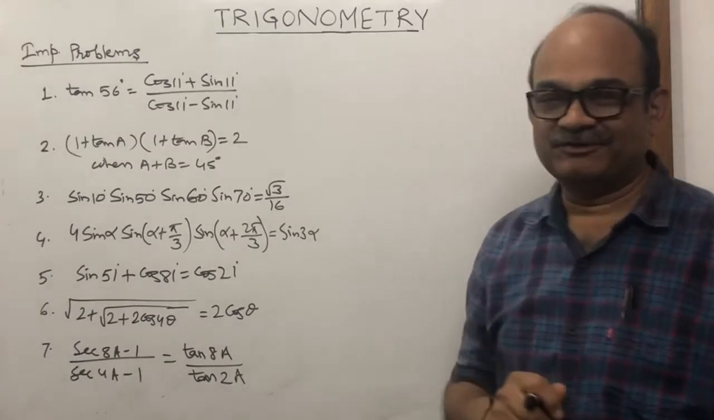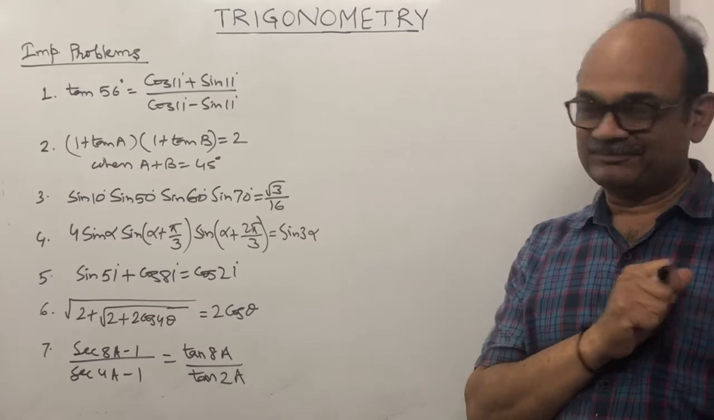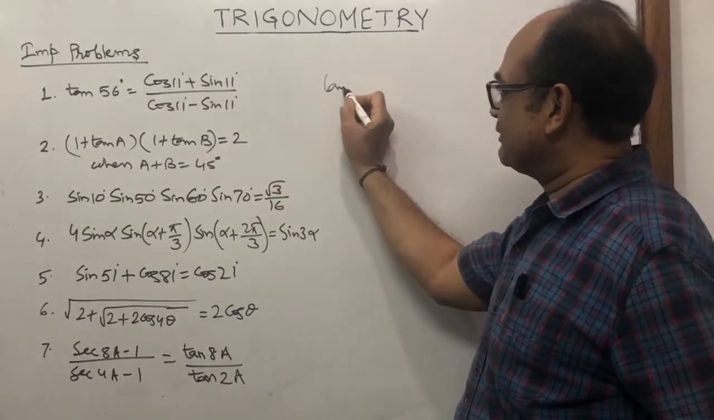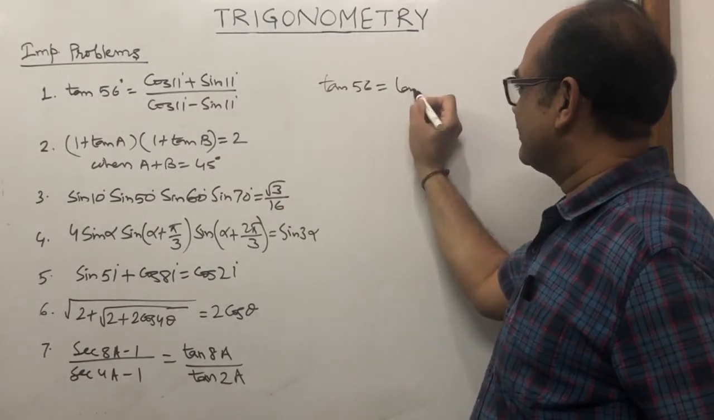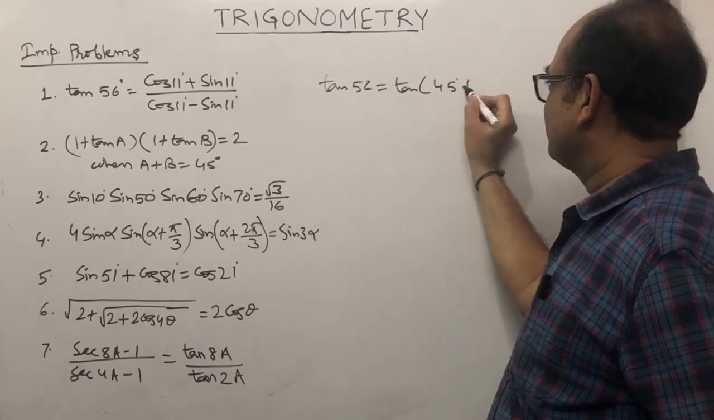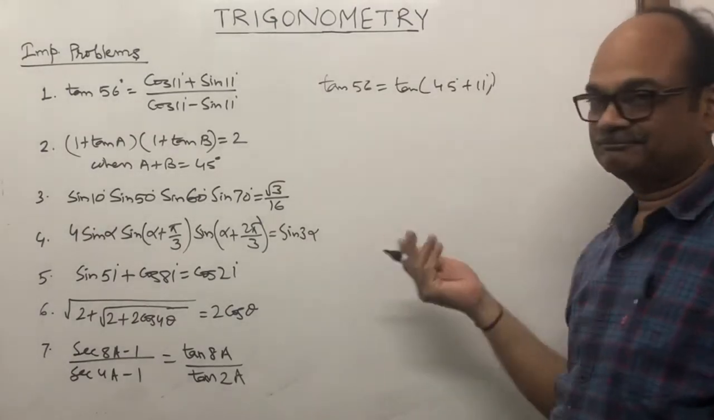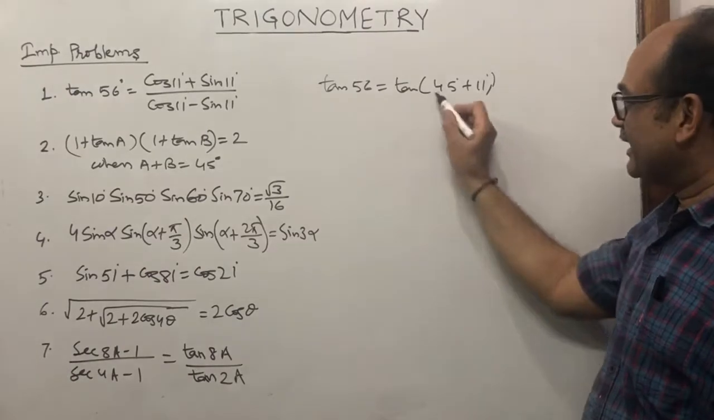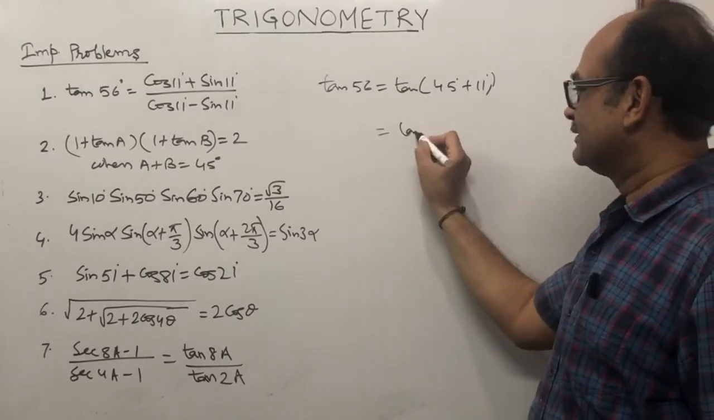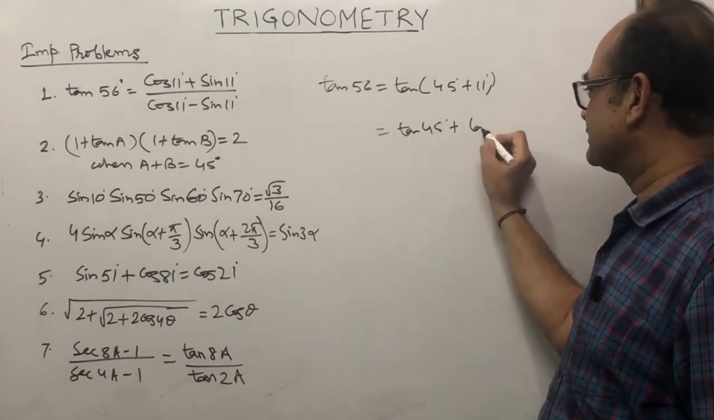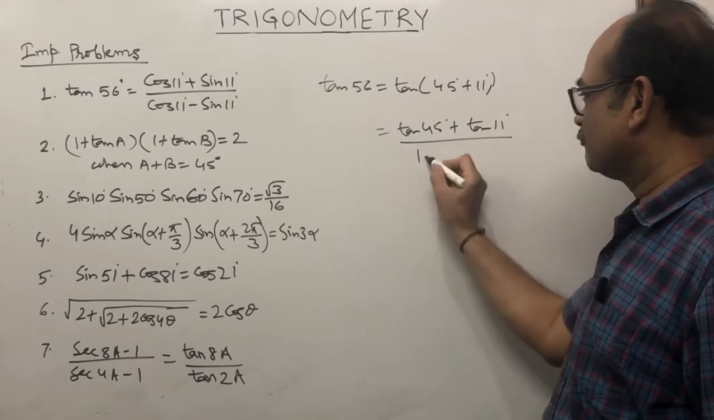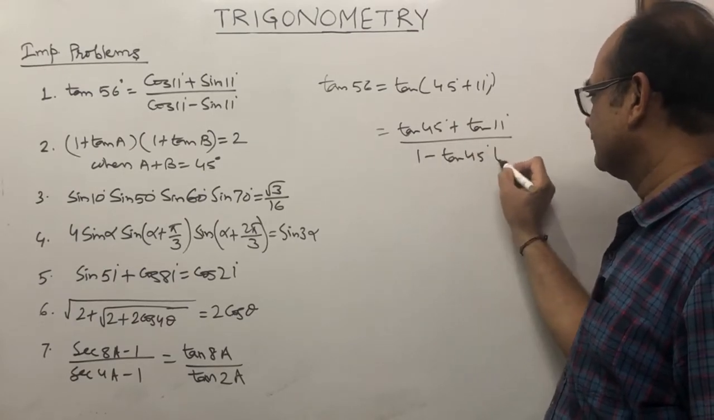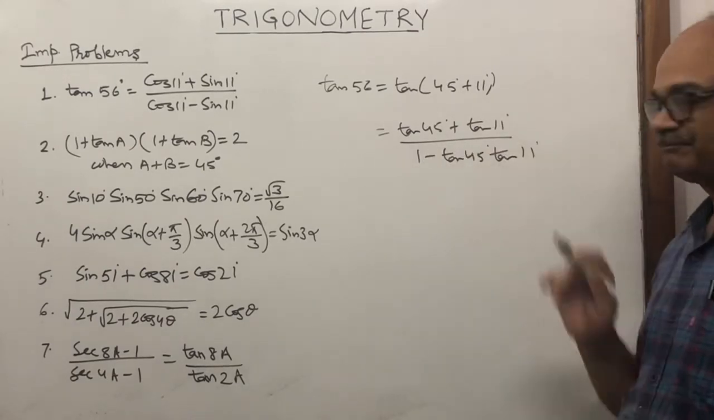56 minus 11 you know very well, 45. It means this 56 we can write in a very simple way as 45 plus 11. बस हो गया क्वेश्चन। tan(a plus b) formula is tan a plus tan b upon 1 minus tan a tan b.